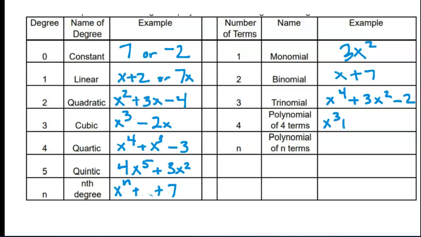And then an example of 4 terms would be something like this: x to the third plus x squared plus x plus 1. So that would give us 4 terms, and then clearly anything beyond that, they don't have special names like monomial, binomial, trinomial, so we just say this is a polynomial with 4 terms. Then you'd know that there are 4 different pieces to the structure of it.